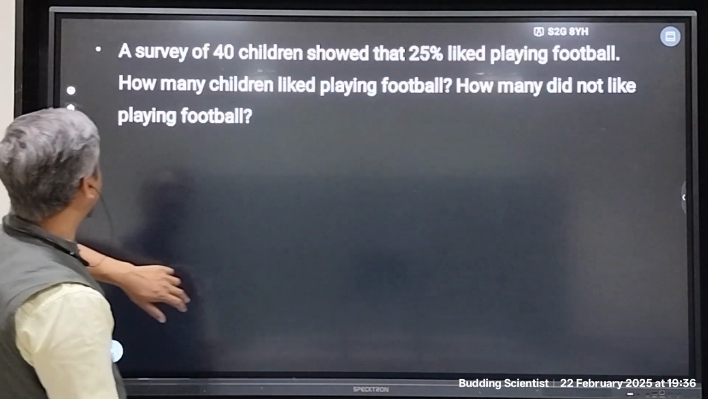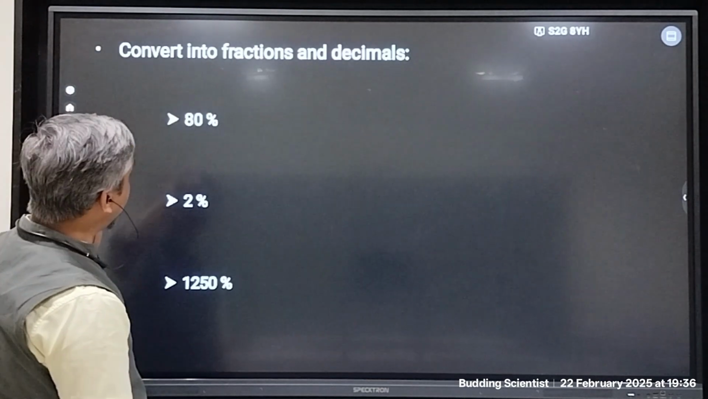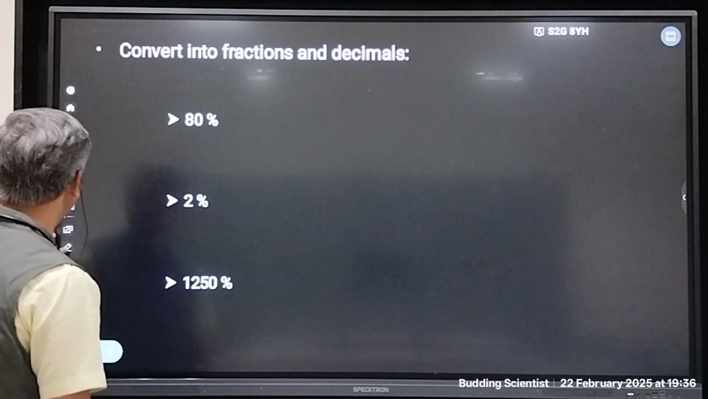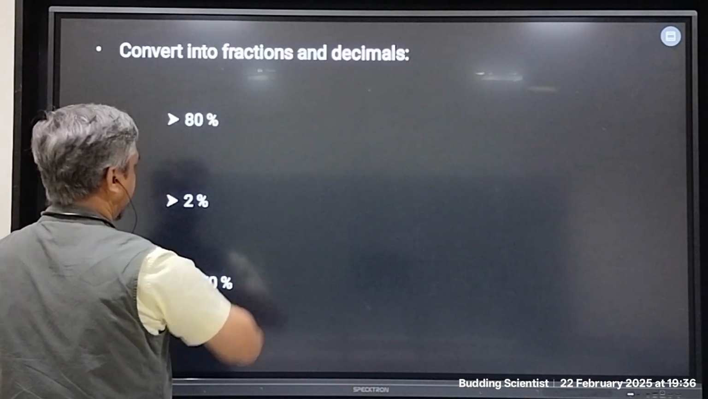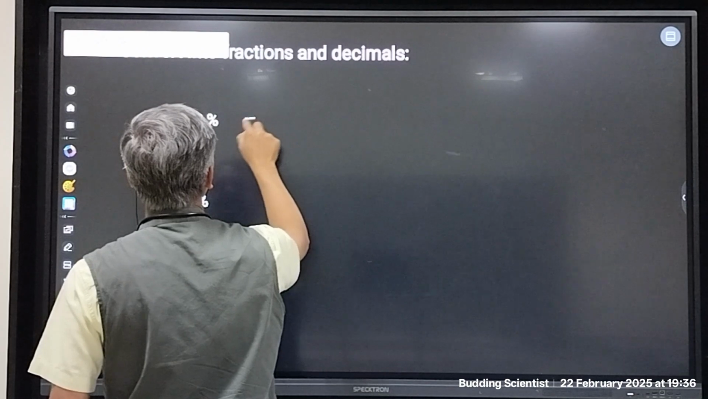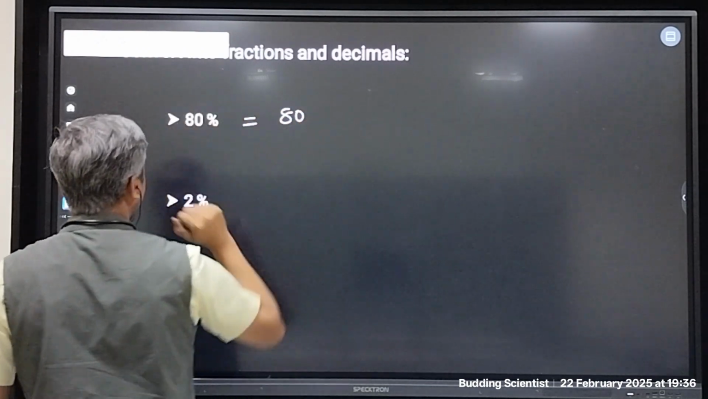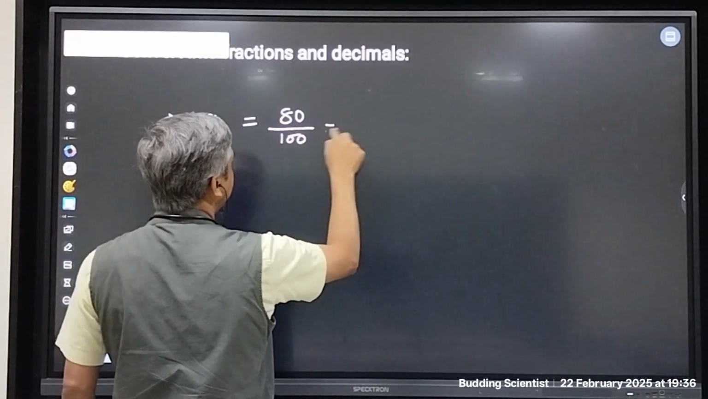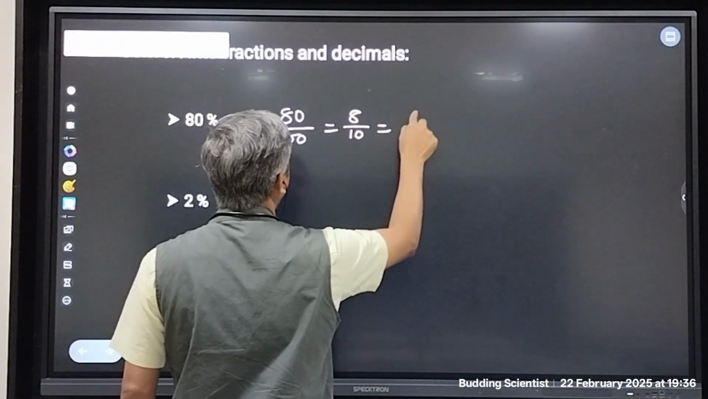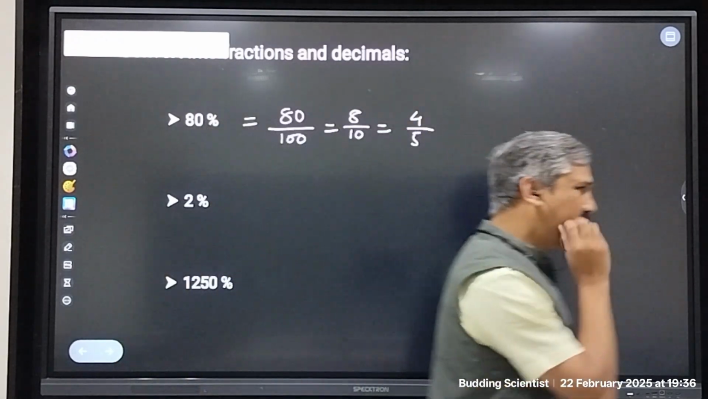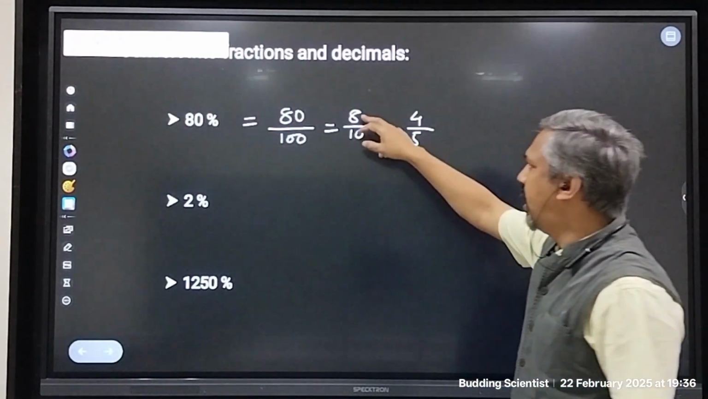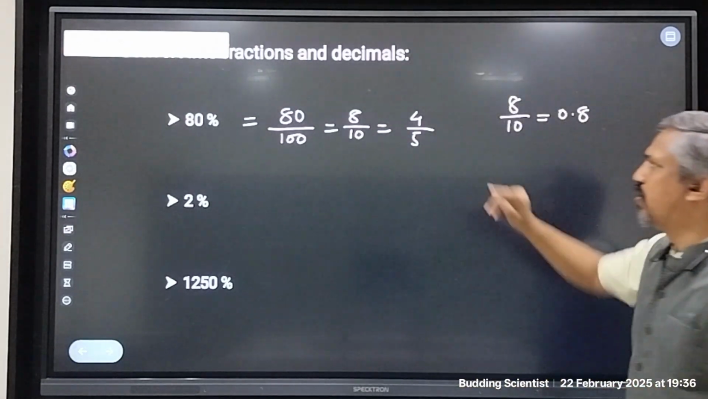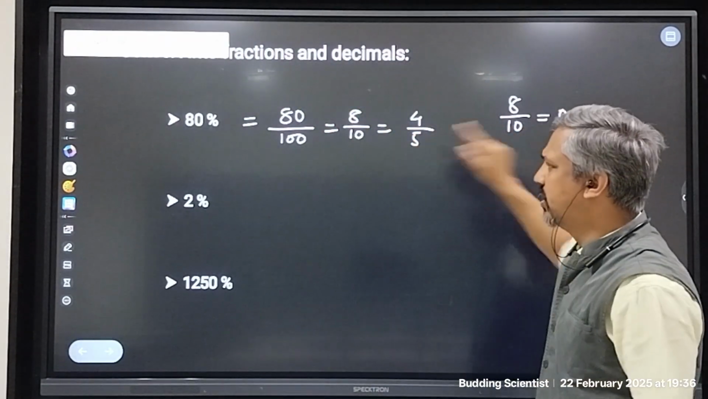The next question will be, convert into fractions and decimals. So whatever be the number in percentages, convert them into fractions and decimals. Let's see this quickly. 80% is equal to 80. Like I said, the meaning of the word percent itself is per 100, divided by 100. 80 upon 100. So this is equal to 8 by 10, which is also equal to 4 by 5. So this is the simplest form of the fraction. And 8 by 10 is also equal to 0.8 in decimal. So we get the fractions and decimal both of this.